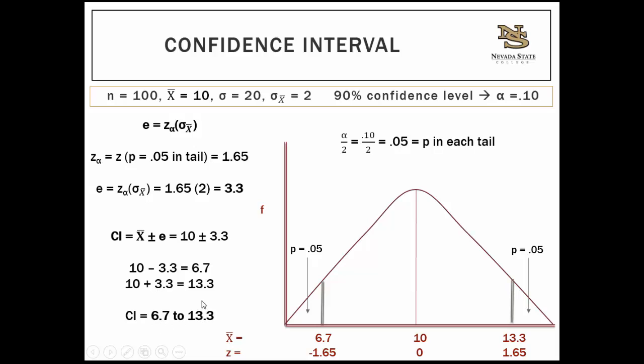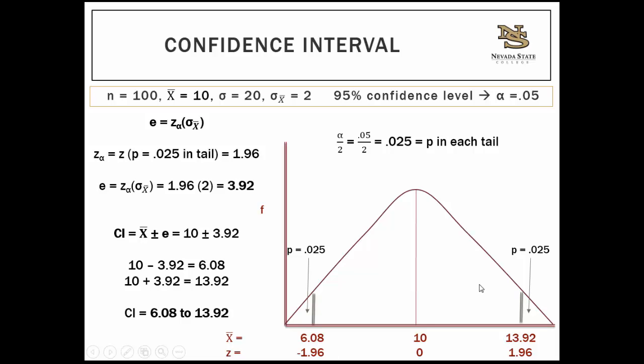And a mean of 13.3 corresponds to a z-score of positive 1.65, and a mean of 6.7 corresponds to a z-score of negative 1.65. So we are 90% confident that the true population mean is between 6.7 and 13.3.